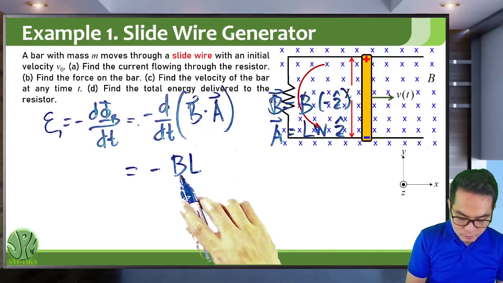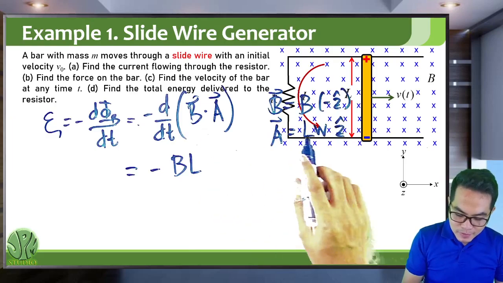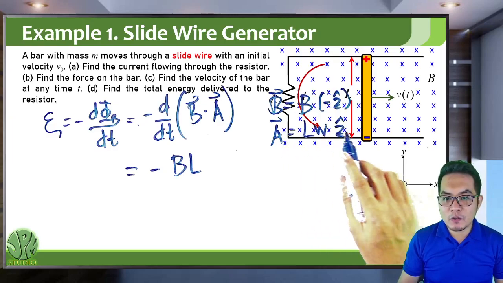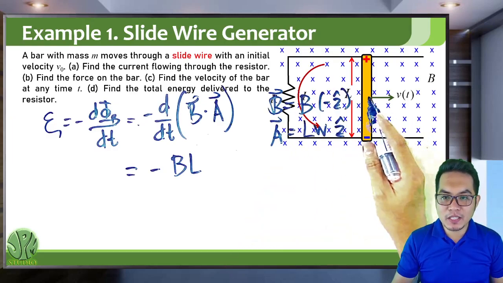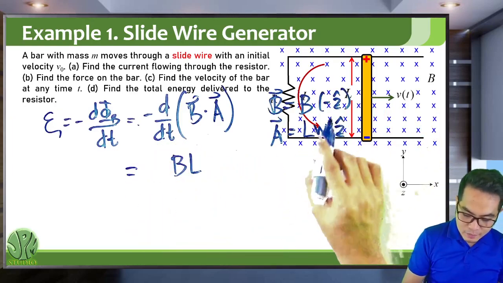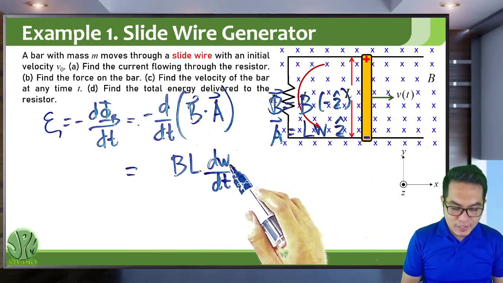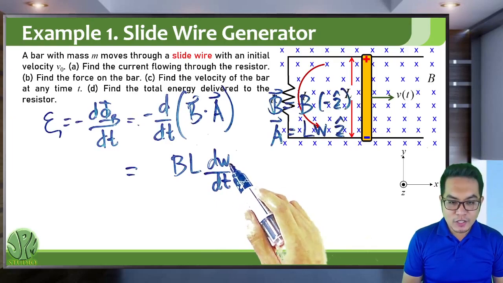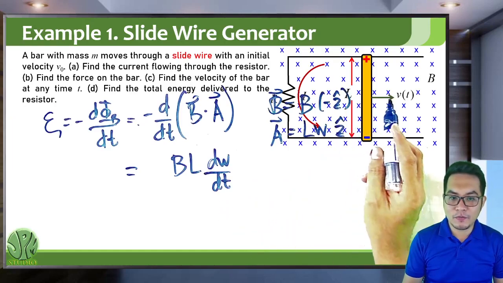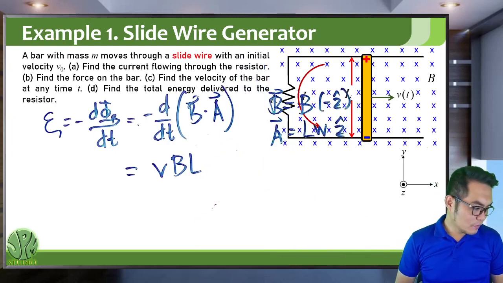So take note, the magnetic field and the length don't depend on time. The only thing that depends on time here is the area, wherein the width. The width of this loop is actually increasing because you are pulling the bar to the right. There will be no more negative sign because of the negative sign here. You will have dW dt, the change in width over the change in time, which is just given by the velocity, V. So VBL. So the EMF is just equal to VBL.